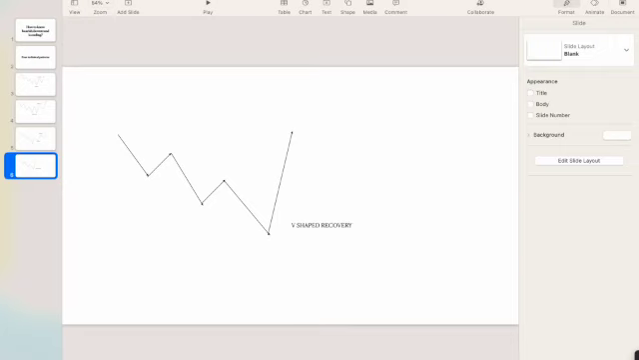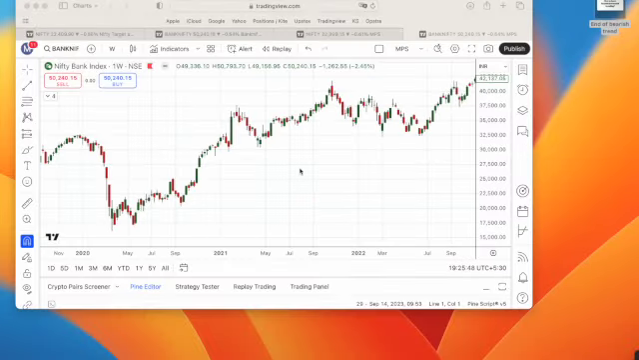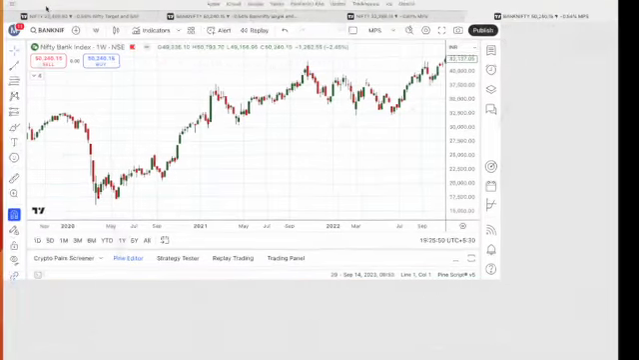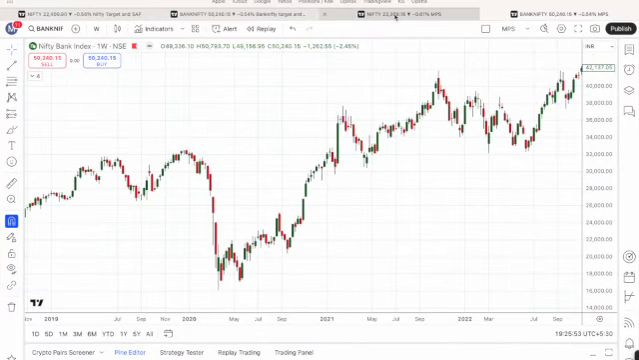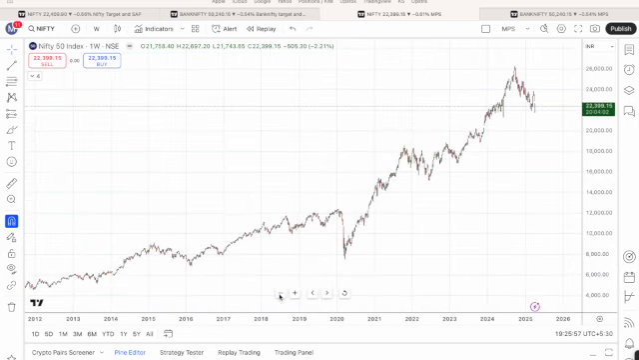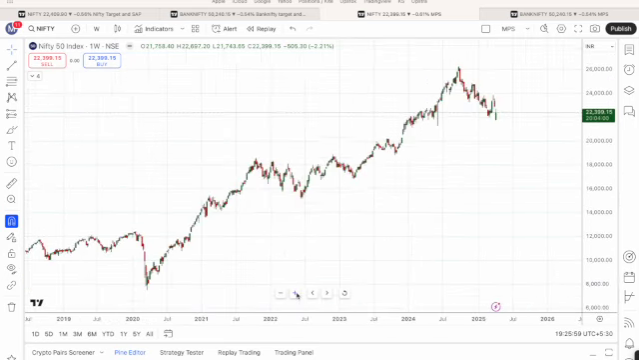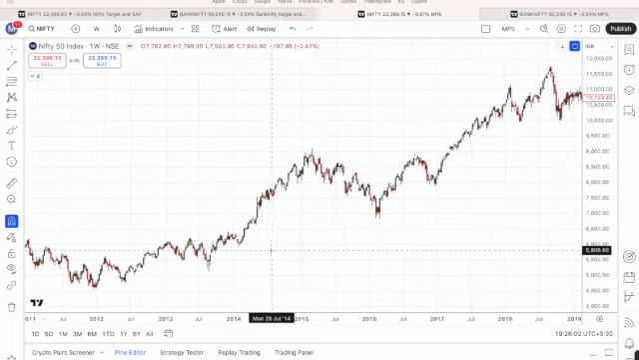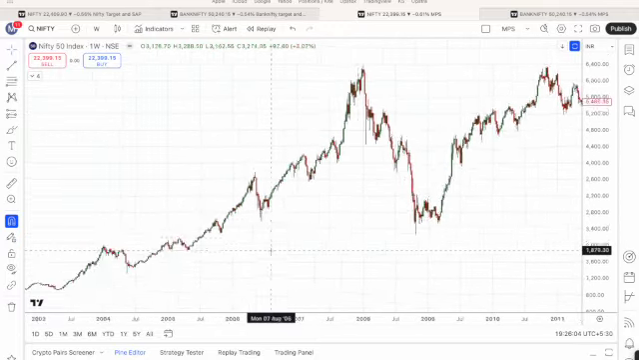Now let us see these patterns on the chart. So currently I have a Nifty chart in front of me. Let us consider the weekly time frame and let's go back to see which patterns we can see in the bearish trends.